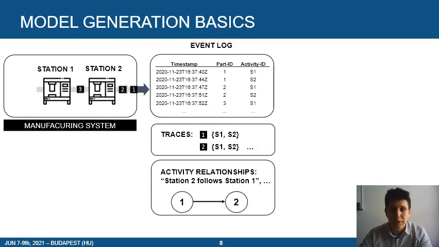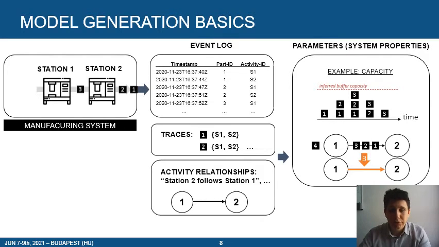Starting from the event log, we can generate the traces, which are a list of activities performed by each part. From the traces, we can derive the activity relationships, and we can describe them in graph models. For example, this two nodes graph model indicates that station 2 always follows station 1 in this type of system.